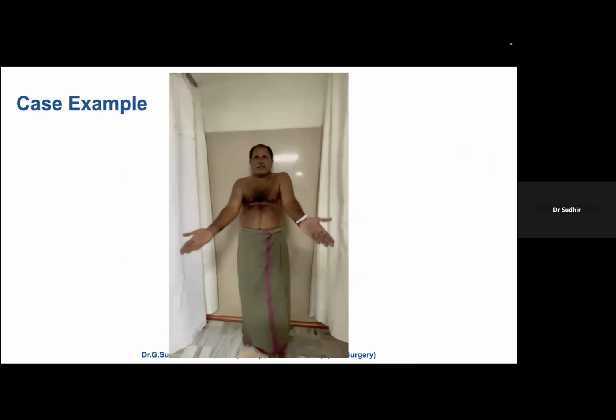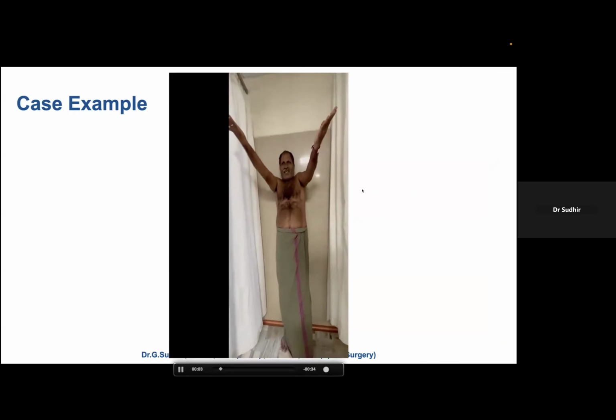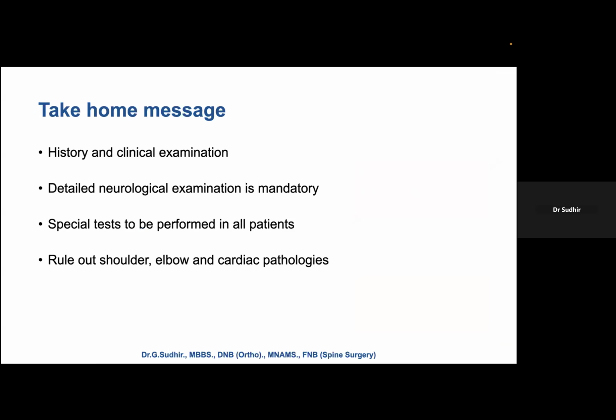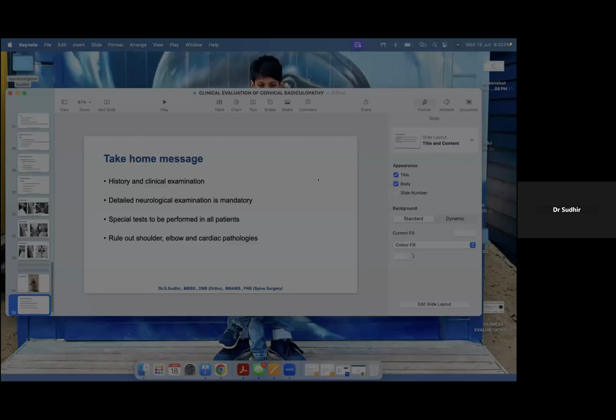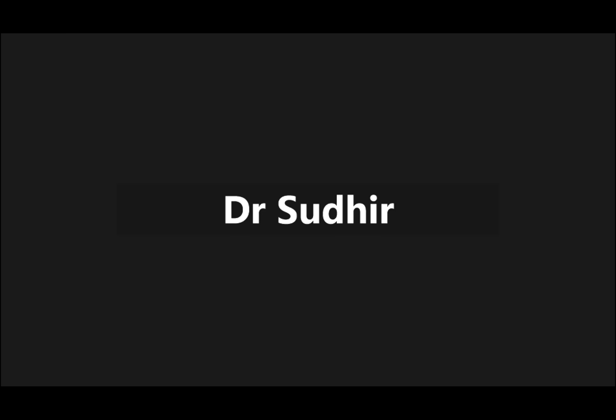So this is a patient with cervical pathology, but he was posted for surgery elsewhere, and you can see clearly it's a positive drop-arm sign test. So history and clinical examination are very important. Neurological examination is mandatory. You always have to rule out shoulder, elbow, and cardiac pathologies. Thank you, and sorry for the technical glitch in between.